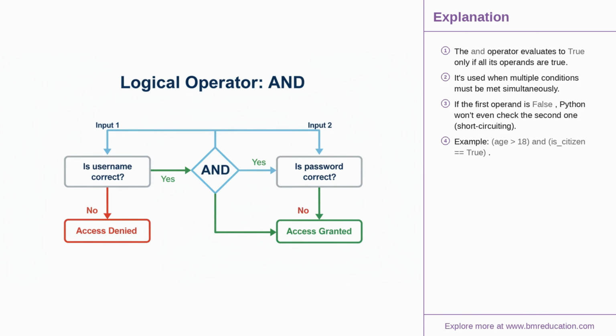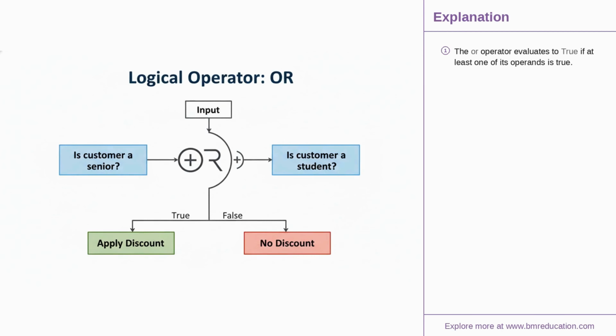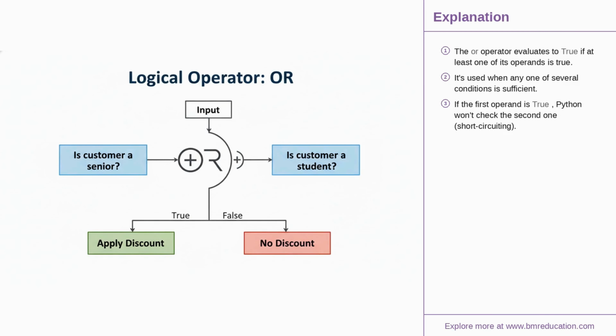Think of it as a secure login system. You need the correct username and the correct password. The OR operator is more lenient. It returns true if at least one of the conditions it connects is true. It only returns false if all conditions are false. This is like a special offer that applies if you have a coupon or you're a club member. You don't need to be both.